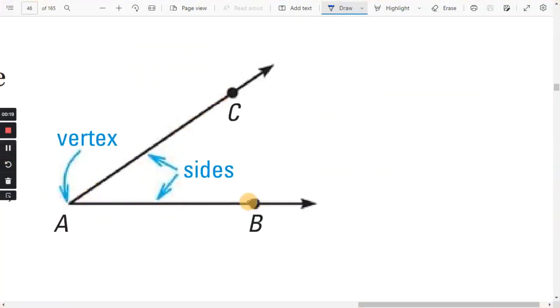Okay, so here we have two different rays. The ray on top starts at point A and goes to C. So the first ray is going to be AC, and the arrow points to the right. And the second ray, remember you always start with the endpoint, is going to be AB. So you start with the endpoint letter, then you write the B, and the ray points to the right. The ray symbol always points to the right. So those would be the sides of the angle.